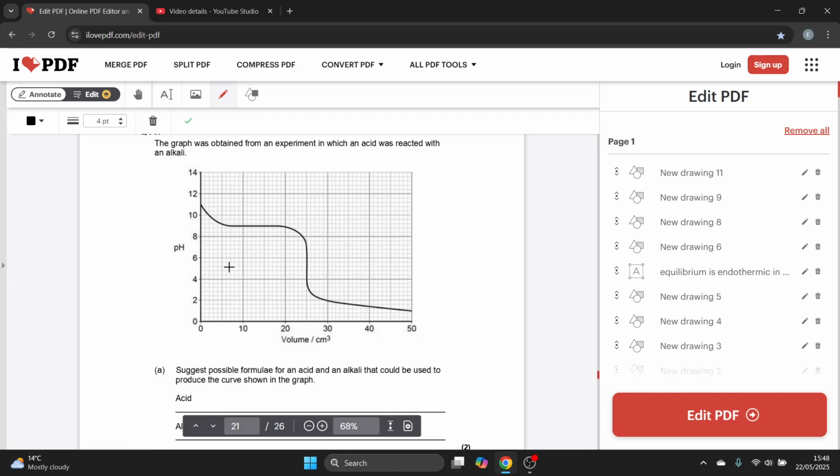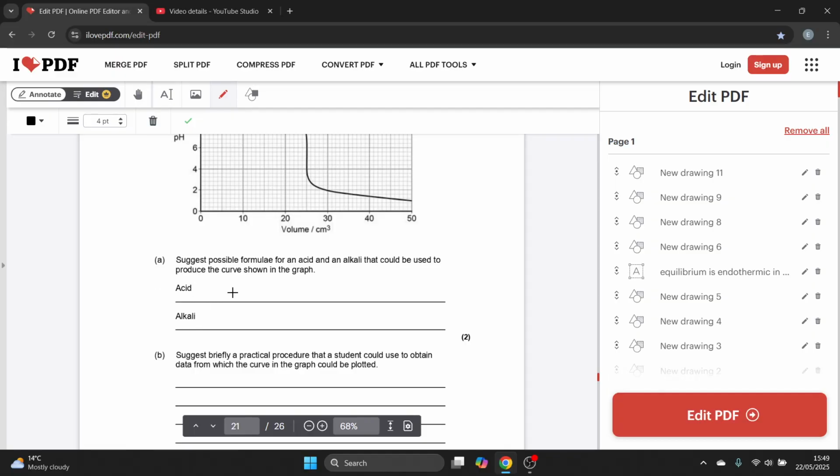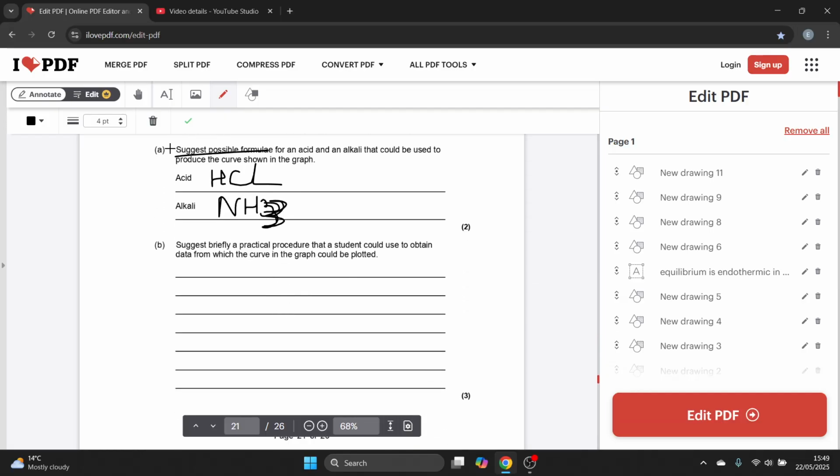So I'm comparing this shape, and I can clearly see it is a weak base, strong acid. So for the acid, it just needs to be a strong acid, and for the alkali, it has to be a weak alkali. So strong acid, hydrochloric acid, weak base, ammonia, anything really. It's a bit of a weird one because it just says suggest a formula, so you could use any, as long as the acid is strong and the alkali is weak.